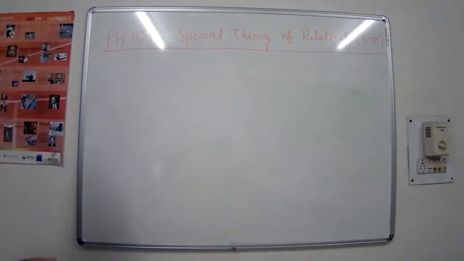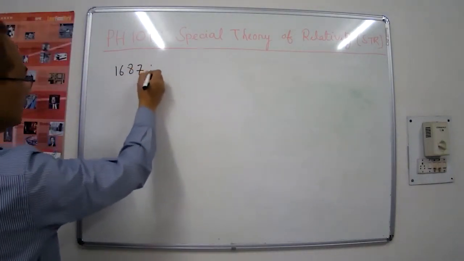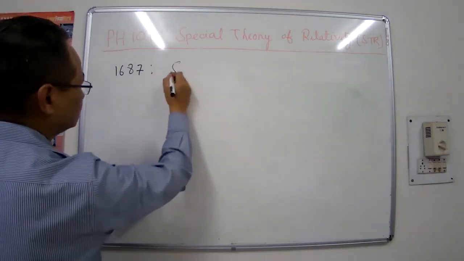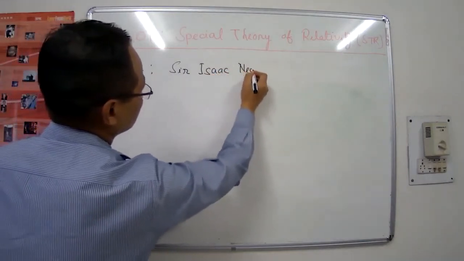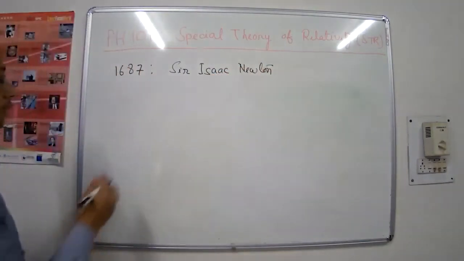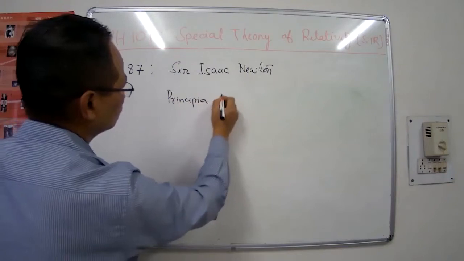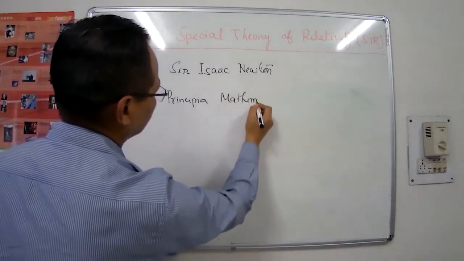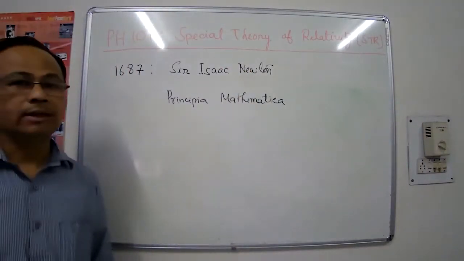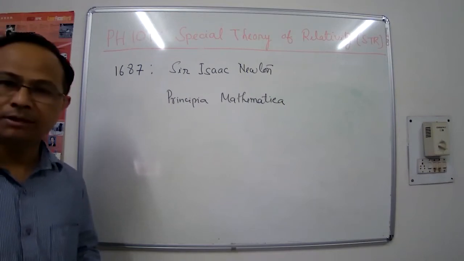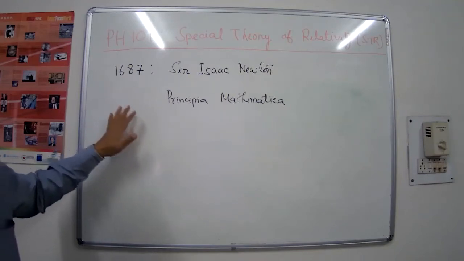Actually, if you look at the historical perspective, 1687 was the year when Sir Isaac Newton published his famous book called Principia Mathematica. This is a book of 3 volumes, and in it he explained his famous Newton's laws of motion.